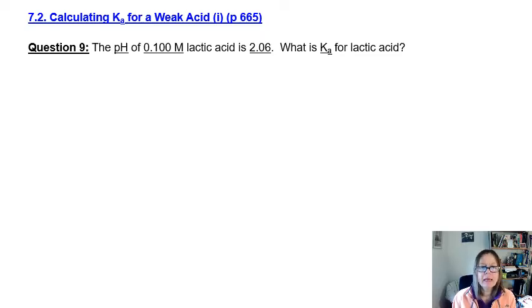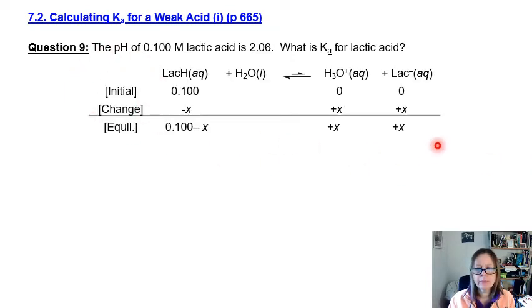So, calculating the Ka for a weak acid. Question 9. The pH of a 0.1 molar lactic acid is 2.06. What is the Ka for lactic acid? So we have this equilibrium that is being established. Initially, we have 0.1 molar lactic acid and no H3O+, no lactate ion. There's a change whereby a little bit of lactic acid, x, is converted into H3O+ and lactate ion. So at equilibrium, we have 0.1 molar minus x concentration of lactic acid, and we have plus x concentration of H3O+ and x concentration of lactate ion.